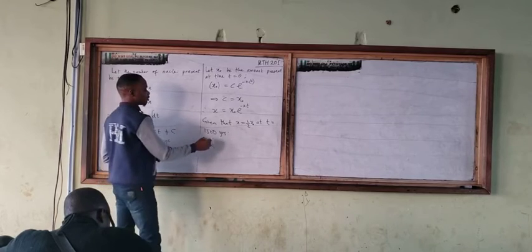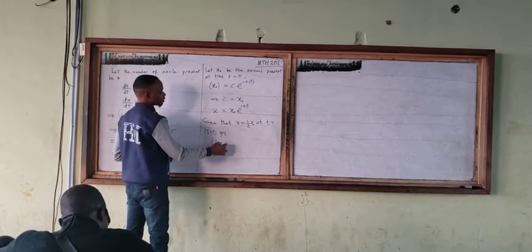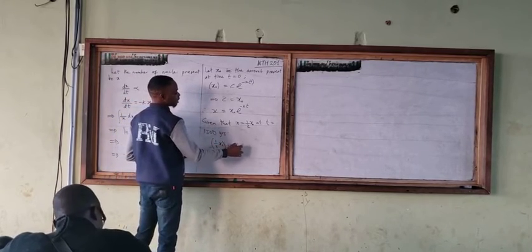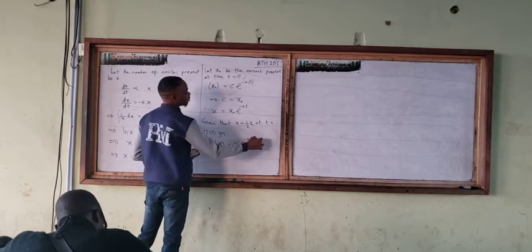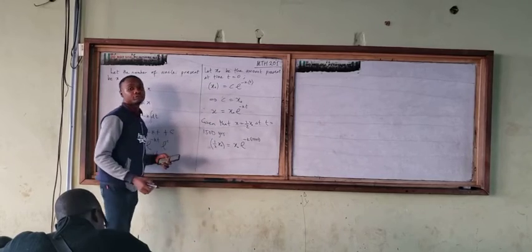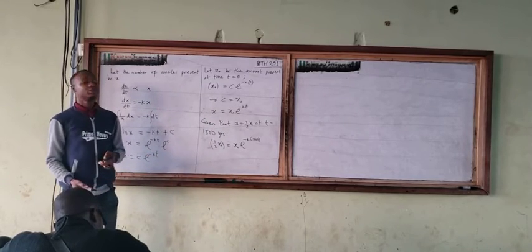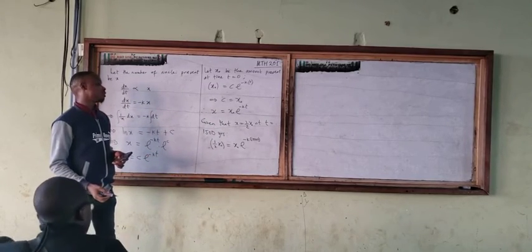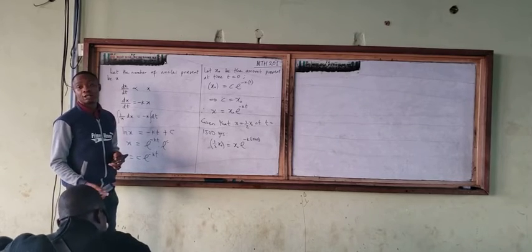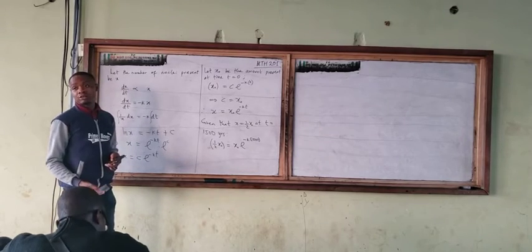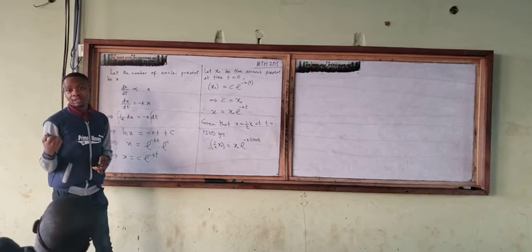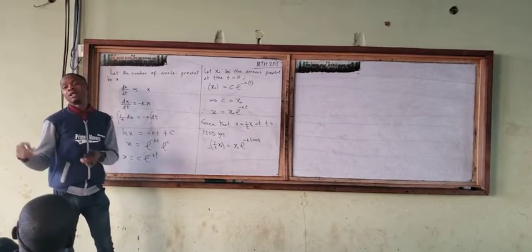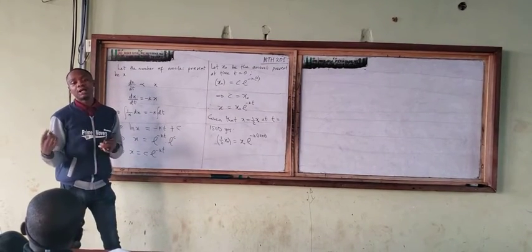So that means you're going to have 1 over 2 x naught equal to x naught e raised to the power minus k into 1,500. Does it make sense? Usually we call this the half-life. Can you remember? When you did chemistry, we called this the half-life of the radioactive nuclei. Half-life is the length of time it will take for half of the mass present to decay.